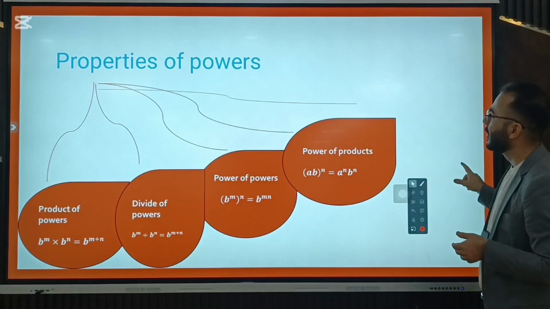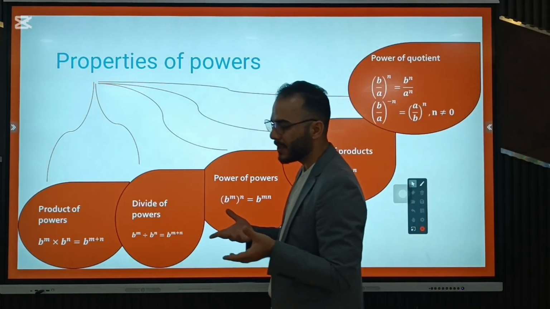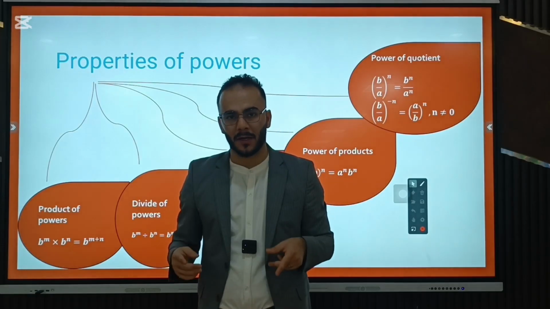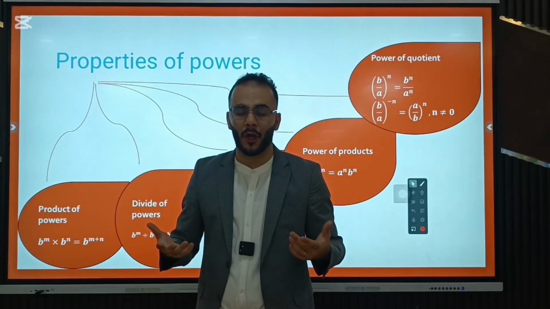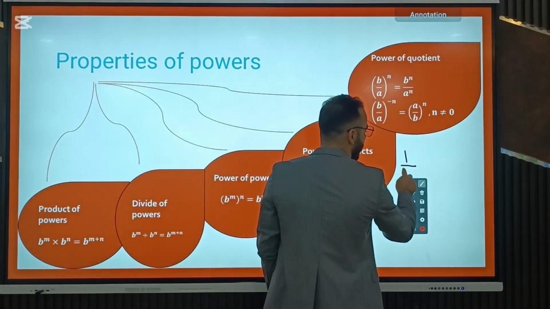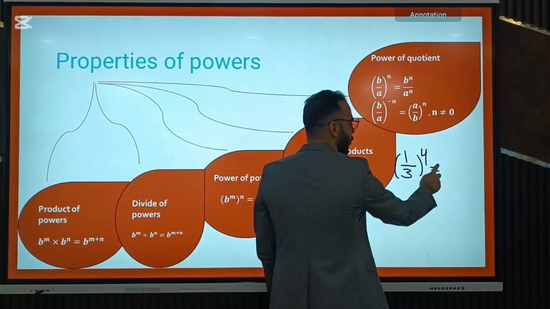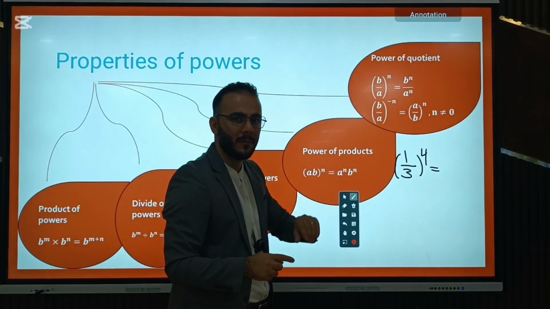All right. How about the next property? The next property that we have is power of quotient. When we have a fraction, basically a quotient, in a bracket, and again it's powered by a number, that number will work on the numerator and denominator both. Let's say we have 1 over 3 powered by 4. That 4 will power the numerator and denominator, which means 1 to the power of 4 over 3 to the power of 4. So that 4 is for both of them.